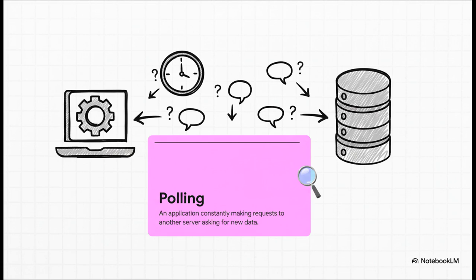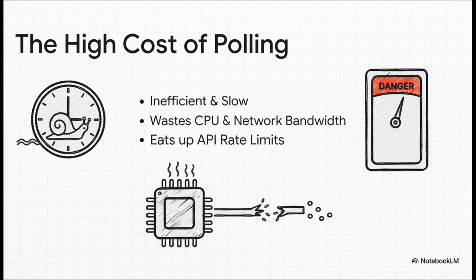And that's exactly what polling is in the software world. It's just one application constantly hammering another server with requests over and over again, asking, got anything new for me yet? And the cost of all this asking, it's actually pretty huge. It's crazy inefficient and slow, because 99% of the time the answer is just, nope, nothing new. It just burns through CPU cycles and network bandwidth.